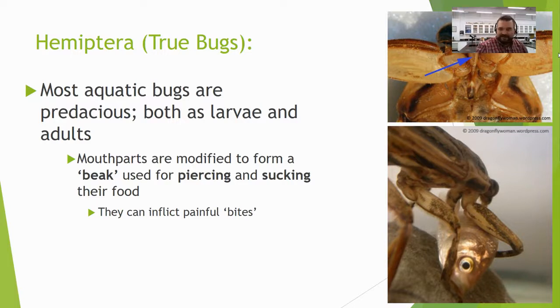So we can tell, and this is part of the way we tell them apart from beetles, is most aquatic bugs are predaceous, both as larvae and adults. And here's the key. Their mouth parts are modified to form a beak. Look at that top right picture, that sharp beak used for piercing and sucking their food. So other bugs, they'll pierce, put in a little enzyme, kind of liquefy their insides, and then suck out all the gooey good stuff from inside their prey.